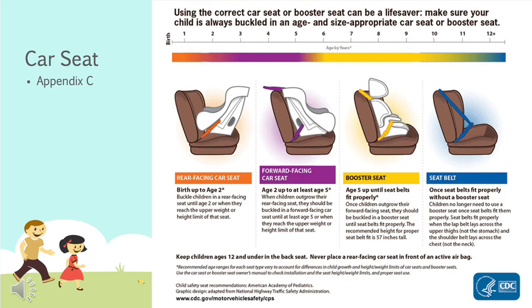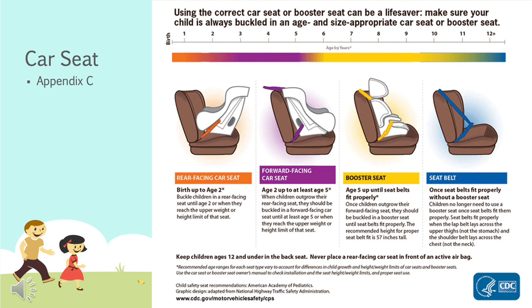Another safety concern is car seats, making sure that the child is in the age-appropriate and really size-appropriate car seat. This is Appendix C of your textbook. You'll see that birth to age 2 is rear-facing, so part of toddlerhood should still be in a rear-facing car seat until they reach the proper weight and height limit of the seat. And then they can switch around age 2 and continue till at least age 5. So all of preschool age should be in a forward-facing car seat.